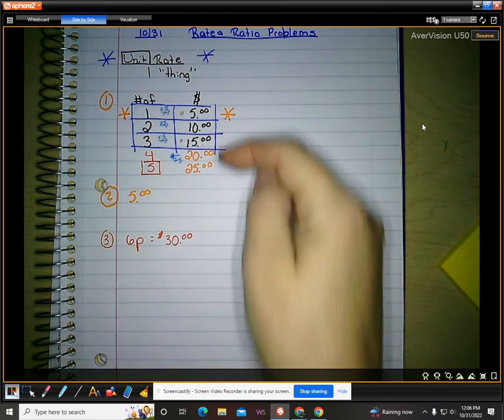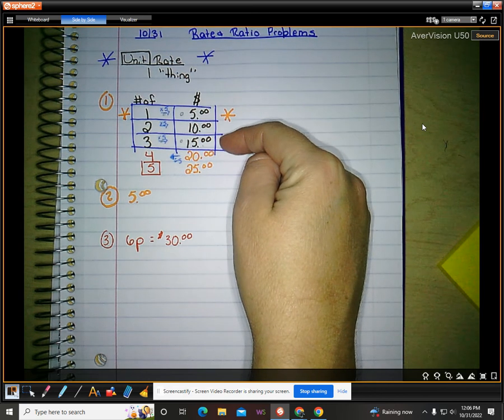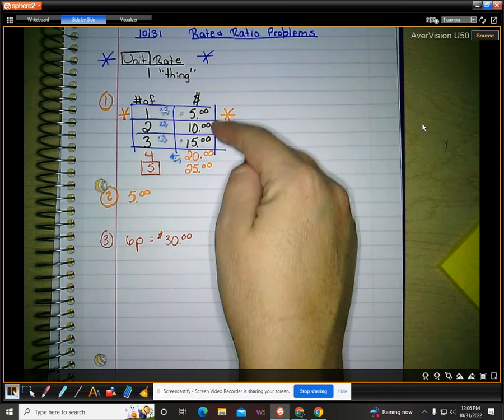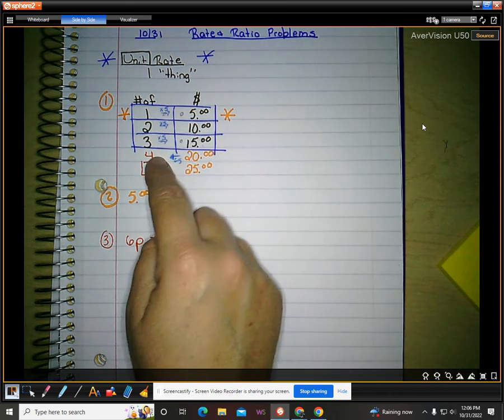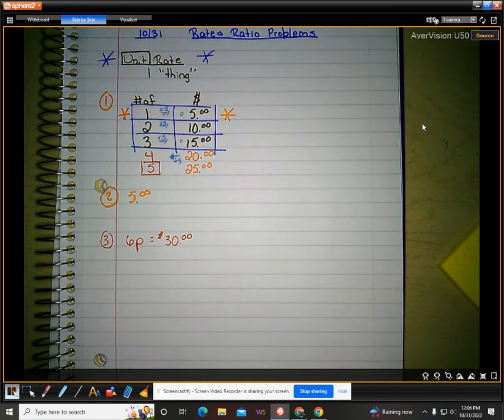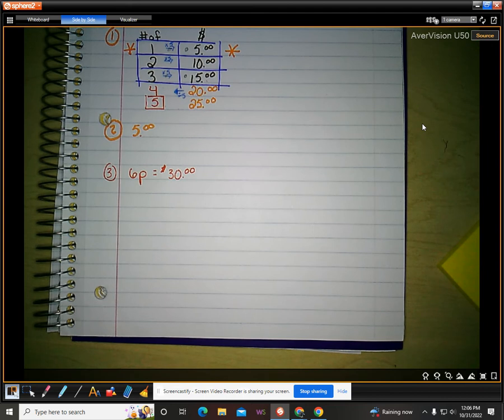Okay, Jordan's method, we could have done 2 groups of the 3s. That would be 15 and 15. Okay, Leah's method, we're still just counting up by 1s. So if we needed to get 6, that's $5 more. All 3 methods work. Okay, any questions on that?